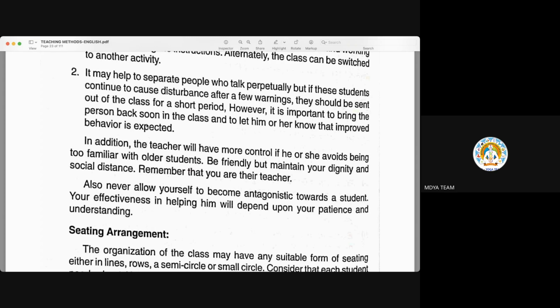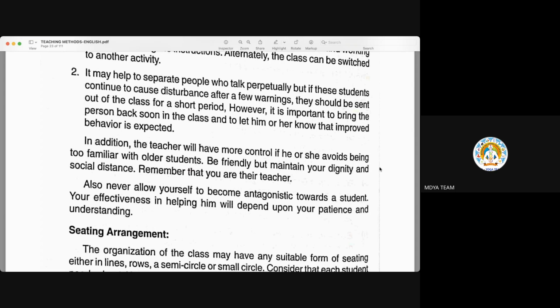You can just send them out of the class for a short time first, like for 10 minutes or 15 minutes. And it is important to bring the person back soon into the class, and to let him or her know that improved behavior is expected. Otherwise they may lose complete interest in the class.